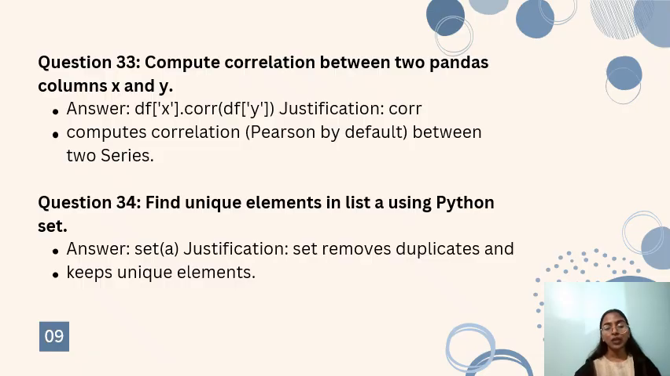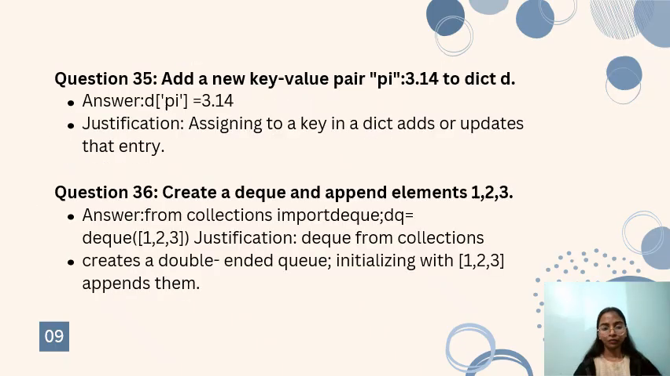Question number 34. Find unique elements in list using Python set. Answer is set(a). Justification: set removes the duplicates and keeps unique elements. Moving towards question number 36, which says create the deque and append elements 1, 2, 3. Its answer will be from collections import deque, dq = deque([1, 2, 3]). Its justification will be deque from collections creates a double-ended queue. Initializing with 1, 2, 3 adds them.